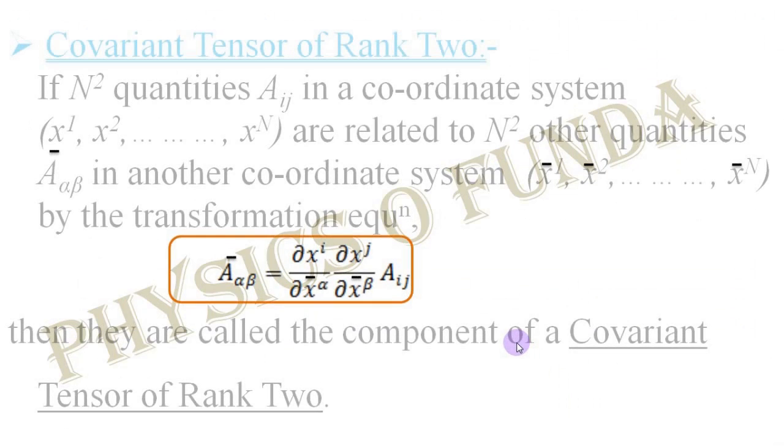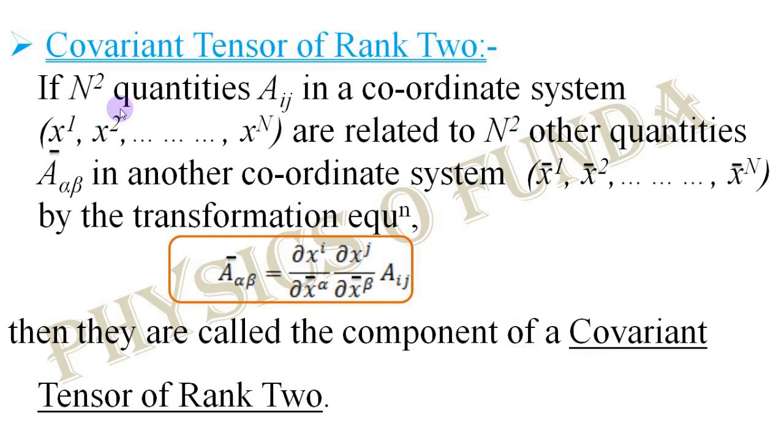Now let us see the definition of a covariant tensor of rank 2. For that we have to consider n square quantities a_ij, where ij is the suffix here, in an unbarred coordinate system. These are related to n square other quantities a bar_αβ, also suffix here, in another coordinate system which is the barred coordinate system, by the transformation equation a bar_αβ = ∂x^i/∂x bar^α · ∂x^j/∂x bar^β · a_ij. Then these are called components of a covariant tensor of rank 2.